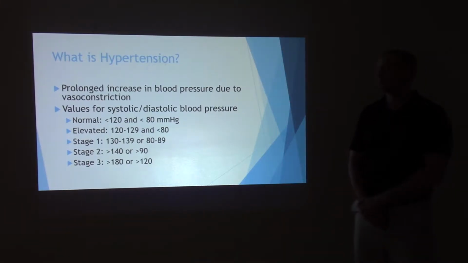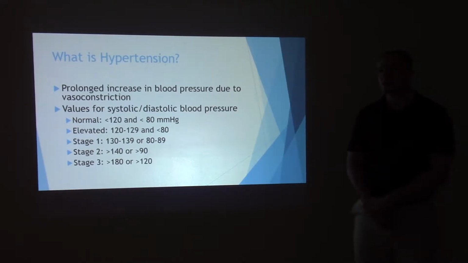So what is hypertension? It is defined as the prolonged increase in blood pressure due to vasoconstriction. So what this really means is, what you're going to see is a decrease in the diameter of the artery walls. The arteries are going to deliver blood to the tissues so they can give oxygen and nutrients to the tissues.